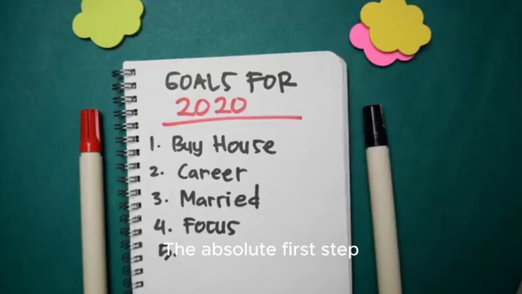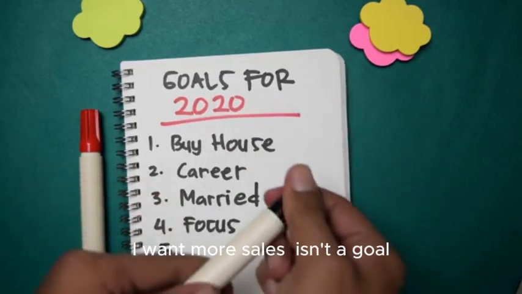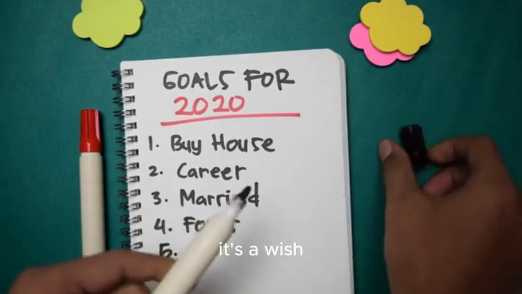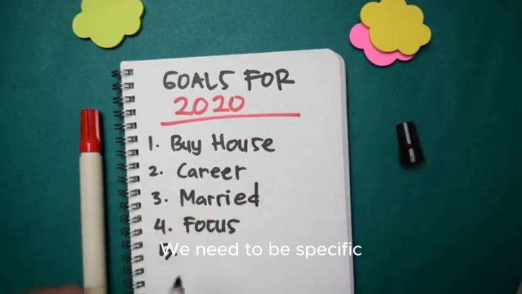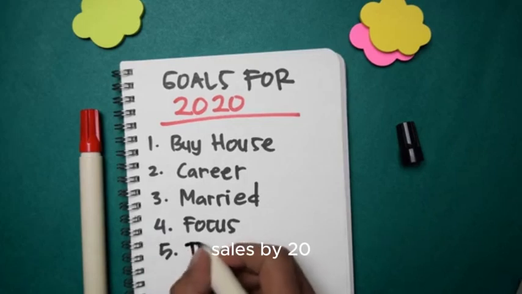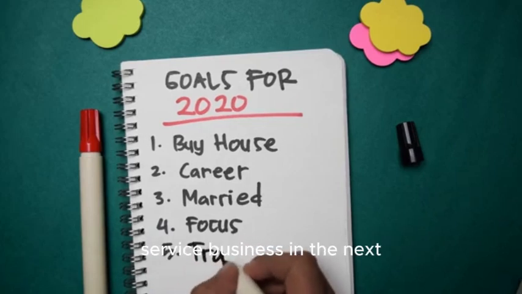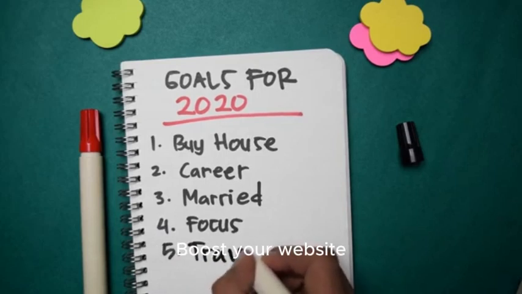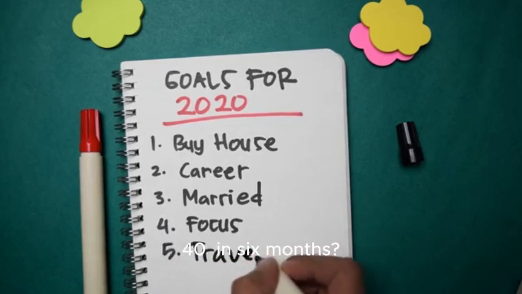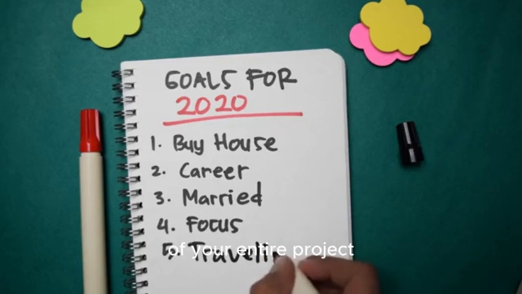The absolute first step, before you even think about creating content or running an ad, is to define your goals. And I mean really define them. "I want more sales" isn't a goal. It's a wish. We need to be specific. Are you trying to increase online sales by 20% in the next quarter? Generate 500 qualified leads for your service business in the next 30 days? Boost your website traffic from organic search by 40% in 6 months. This is the foundation of your entire project.